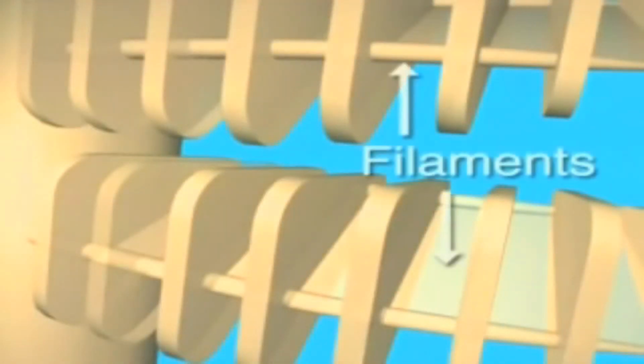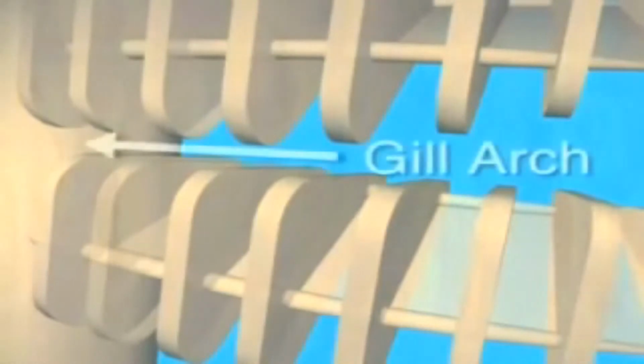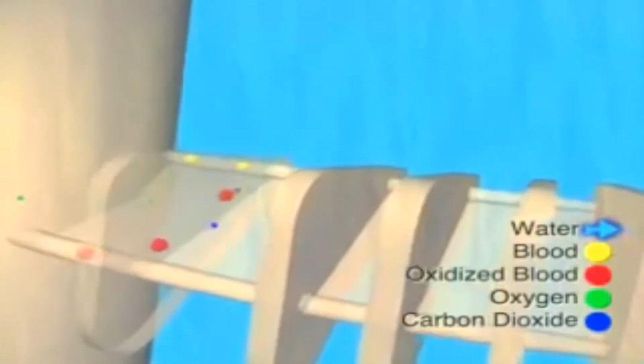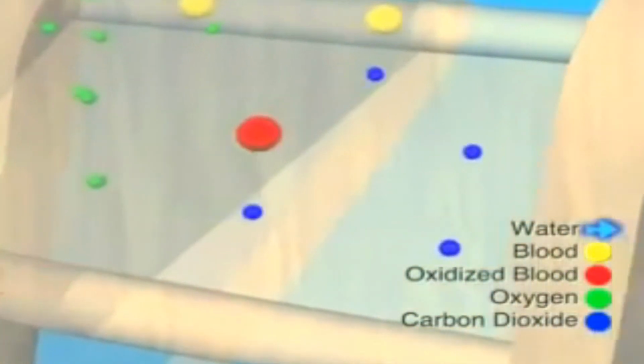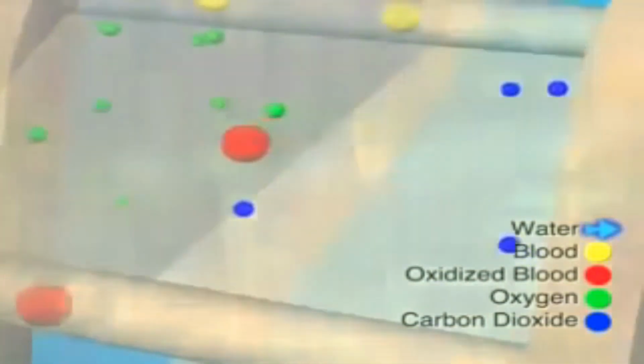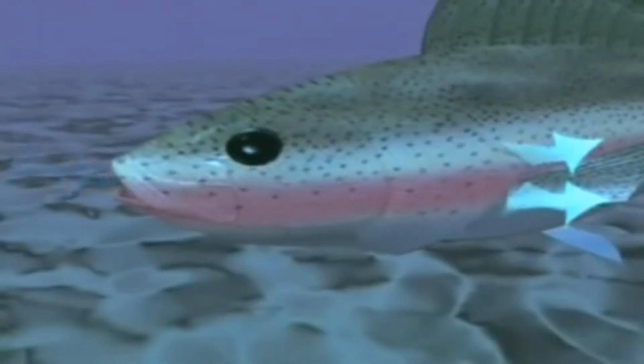The inside of each gill consists of fleshy, thread-like filaments. Water from the mouth passes over the filaments. The filaments are closely spaced along a gill arch in 2 rows. Each filament has many tiny extensions called lamellae. Blood flowing through the lamella takes oxygen from the water and releases carbon dioxide into the water. After the fish receives its oxygen, the water passes out through the gill openings and the breathing process begins again.